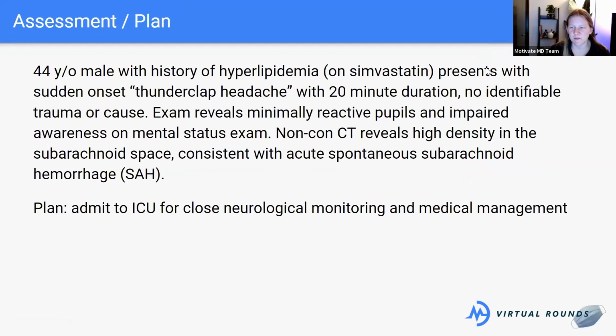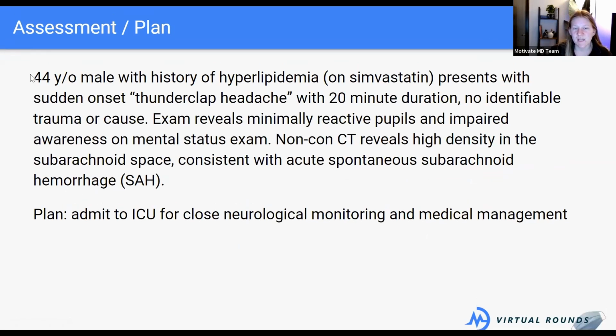Okay, moving on to our assessment and plan for this patient. We have a 44-year-old male with a history of hyperlipidemia on simvastatin who presents with a sudden onset thunderclap headache with a 20-minute duration and has no identifiable cause or trauma. The exam reveals minimally reactive pupils and an impaired awareness on mental status exam. His non-contrast CT revealed a high density in the subarachnoid space, which is consistent with an acute spontaneous subarachnoid hemorrhage.